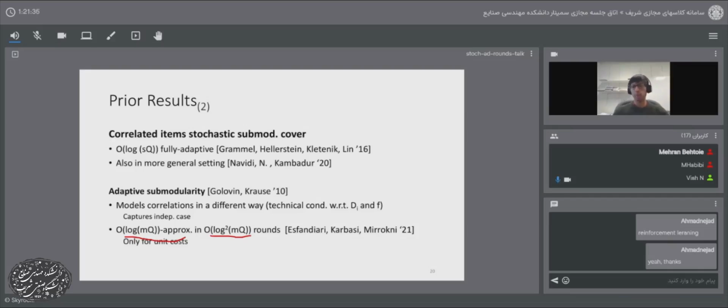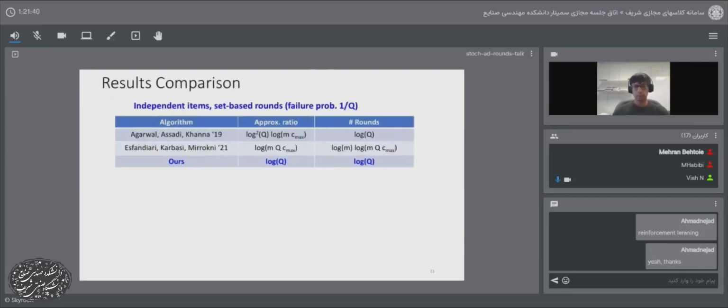So there's been quite a bit of work around this problem, and I just want to put things in context through a table. When we look at independent items, we have these three relevant results. The first one is due to Agarwal and others. The second one is Esfandiari and others. And the third row is the result that we get in this paper.